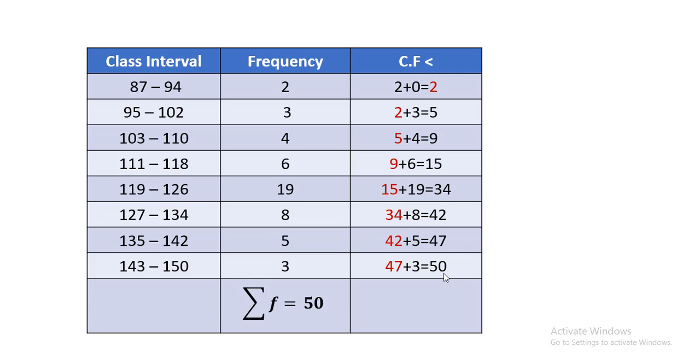If this number is not equal to the sum of f, then it means that we have made some calculation error, and we have to go through it again and check where that error has been made. So the last class CF should always be equal to the summation of f.